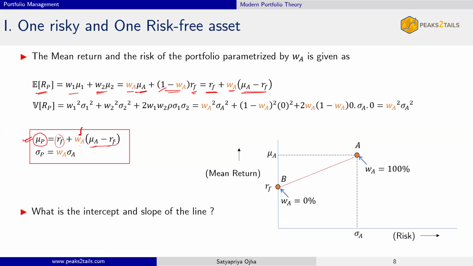So there's a question: why don't we call the return of B as mu B instead of RF? Is it an assumption? It's just a notation, because it's a very special asset. It's not just any other asset B. It is a risk-free asset. So that's my asset B. The risk-free asset has a return of RF. That's all.